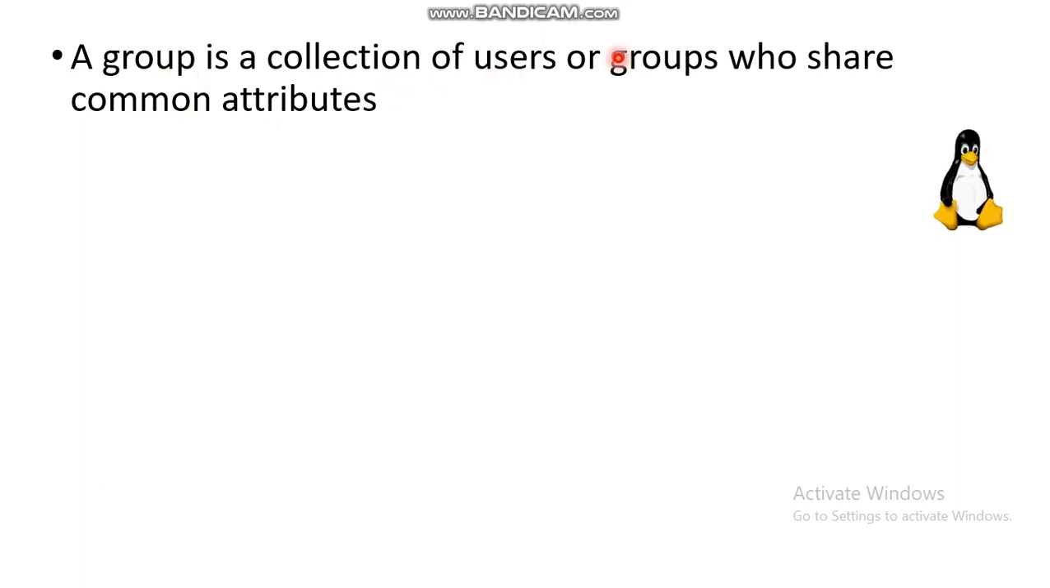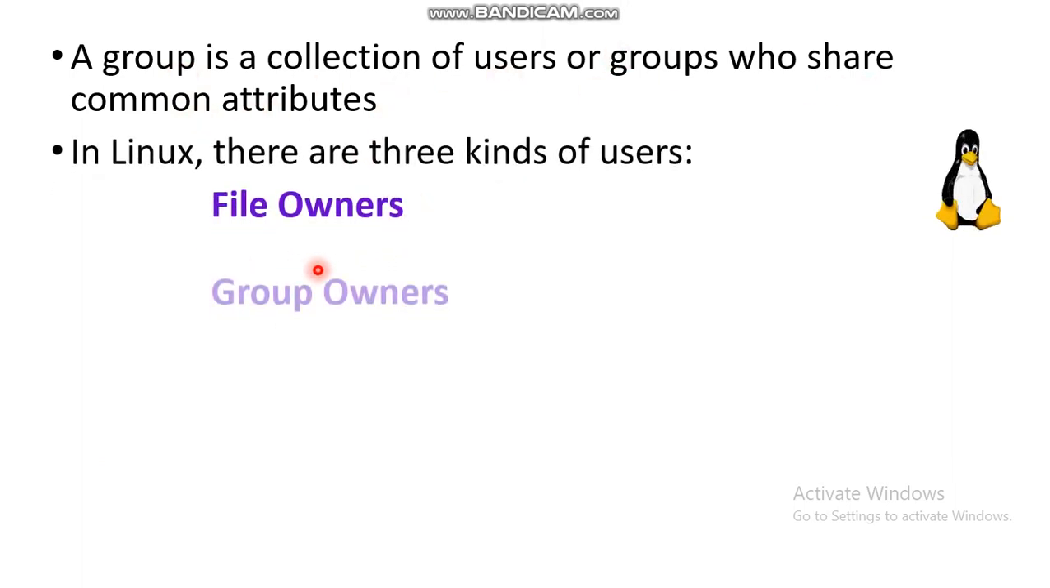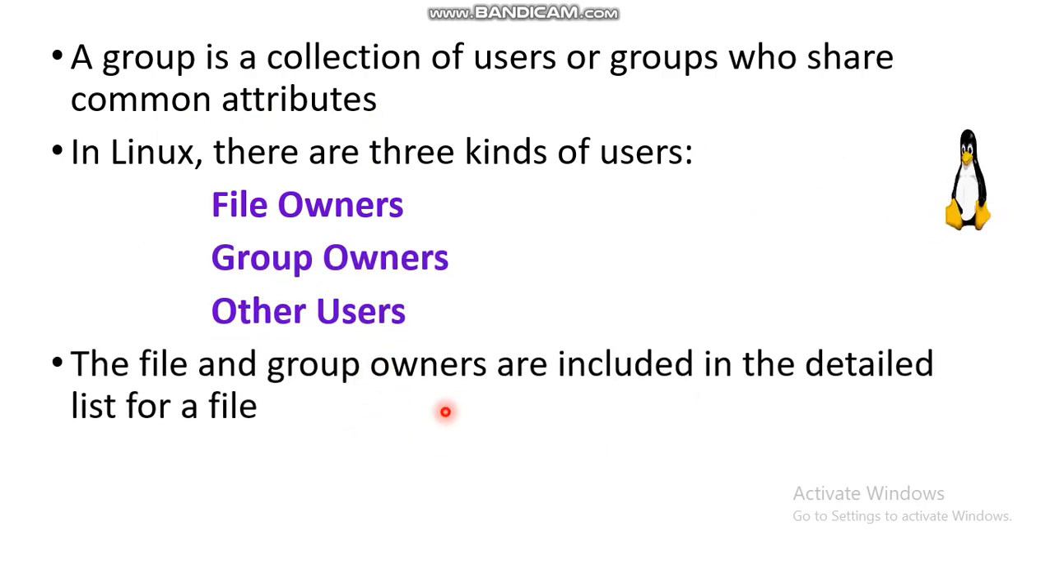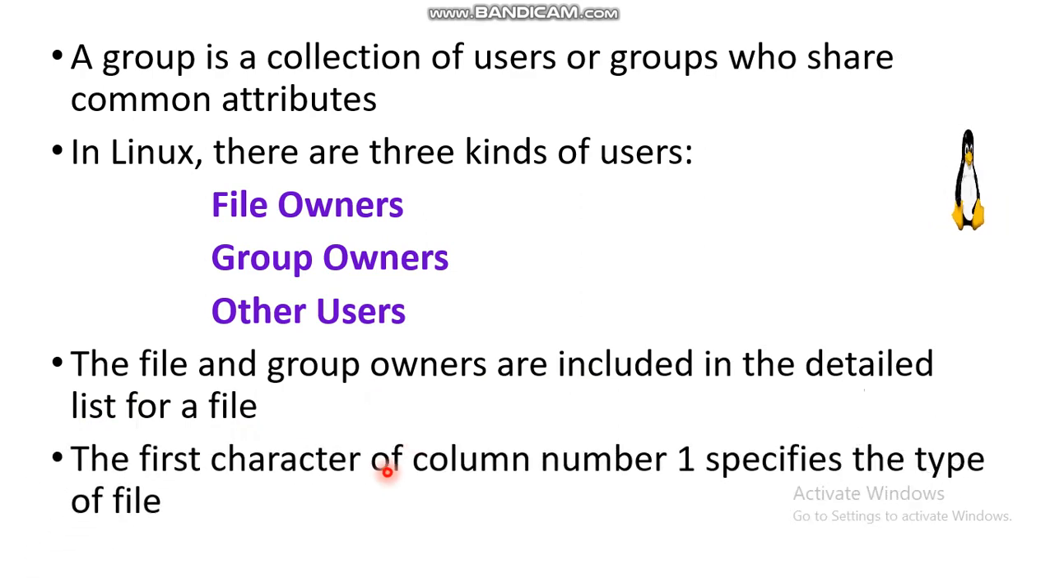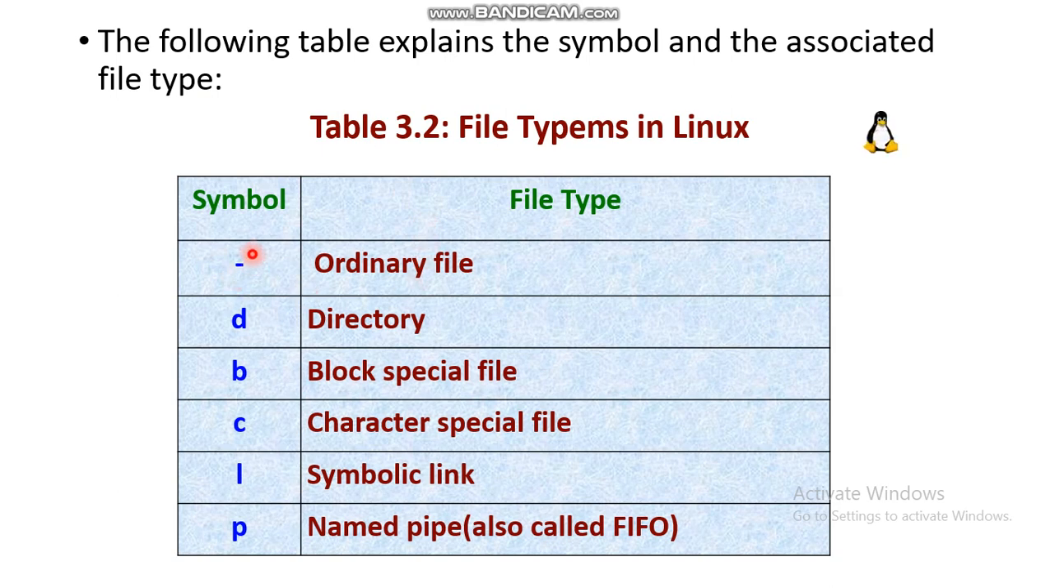Group means a collection of users who share common attributes. 3 kinds of users are there: file owners, group owners, and other users. The file and group owners are included in the detailed list for a file. The first character of column number 1 specifies the type of a file. So what are the file types? If it is denoted with a hyphen, it denotes an ordinary file. D means directory. B means block special file. C means character special file. L means symbolic link. P means named pipe.